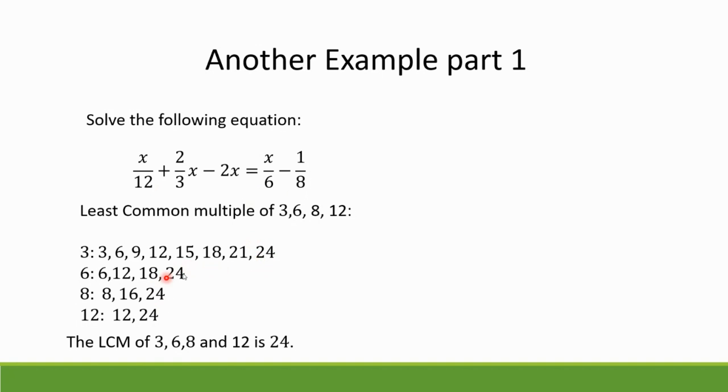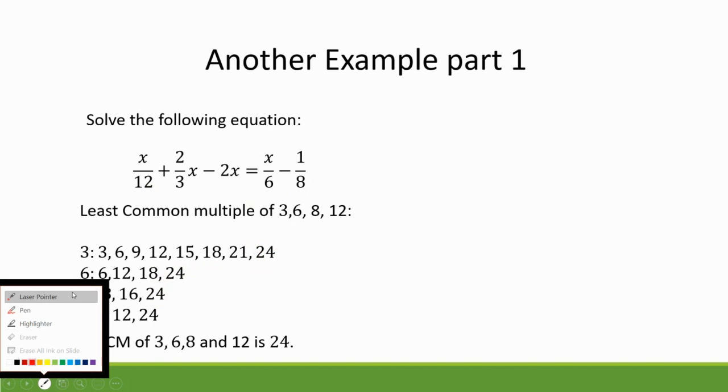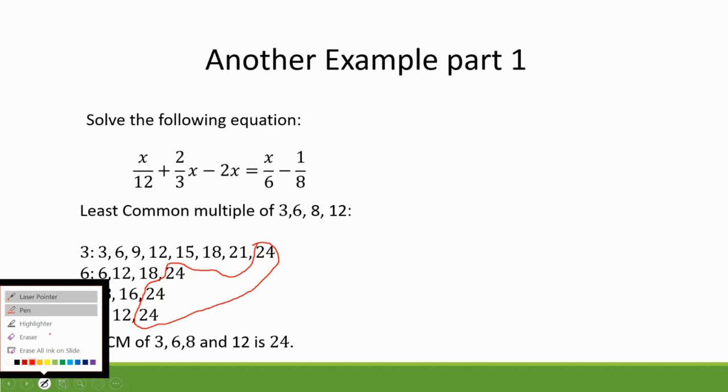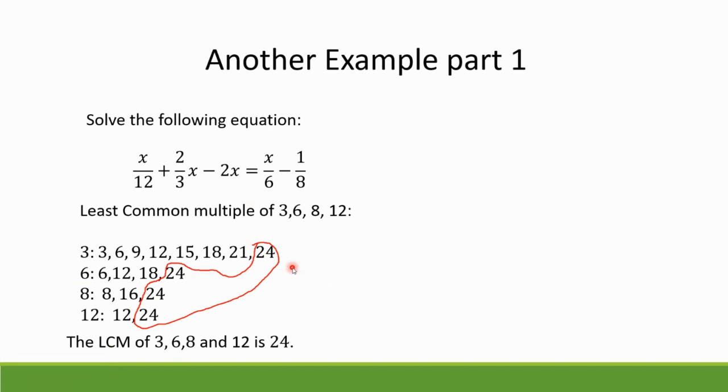But you can see that 24 is the first common multiple, that is, the first number in all these lists. I know it's tempting to write 12. 12 is not a multiple of 8, though. Okay? So that's why we're using 24. So we get 24.